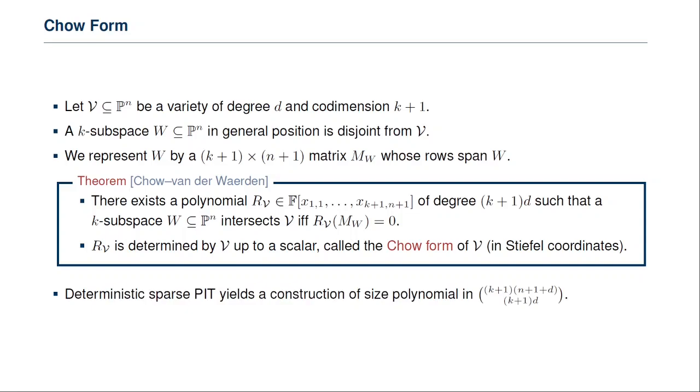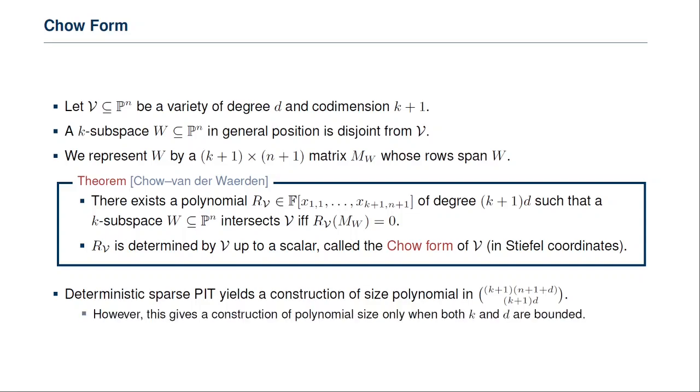And so the problem becomes hitting the Chow form of V, and this is the PIT problem. Because the degree of the Chow form is (k+1) times d in (k+1) times (n+1) variables, we can use deterministic sparse PIT to give a construction of size polynomial in (k+1)(n+1) plus d, choose (k+1)d. However, this only gives a construction of polynomial size when both the dimension k and the degree d are bounded. So it works only for varieties of constant degree and constant dimension.